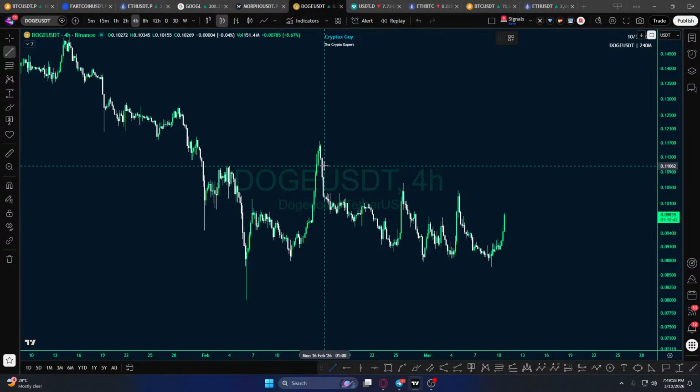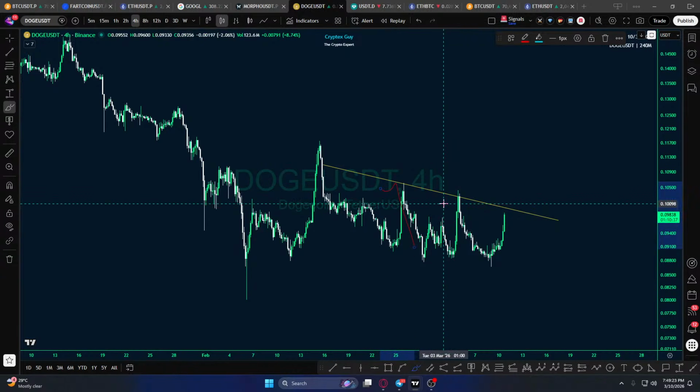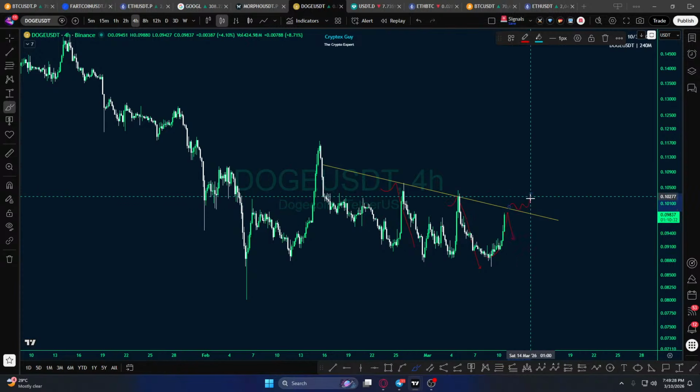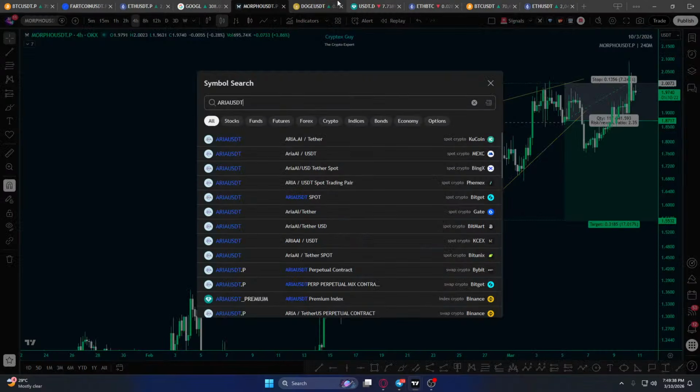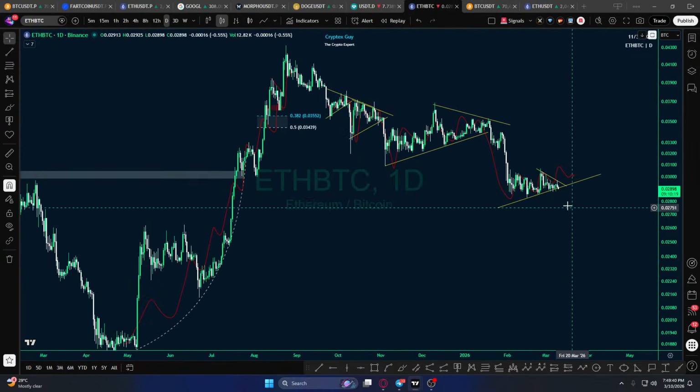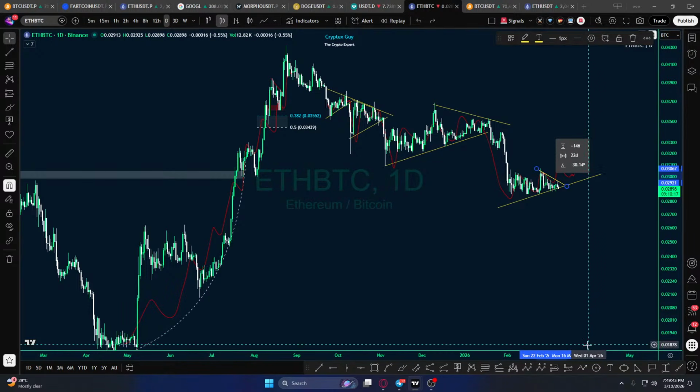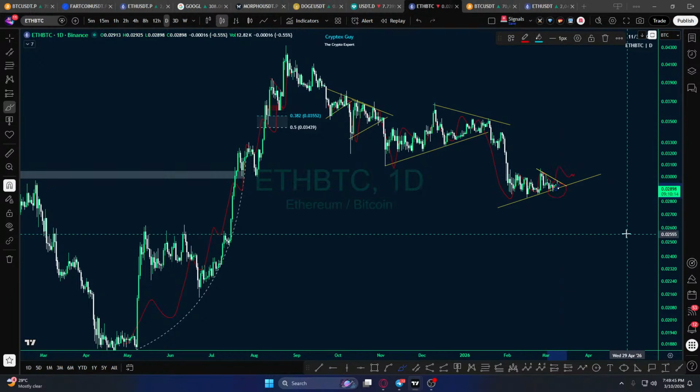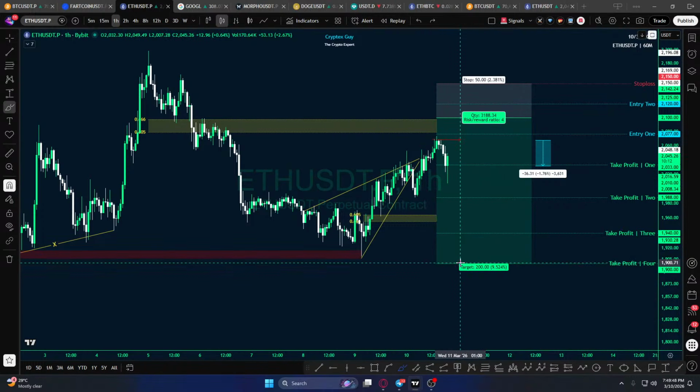If you look at this one, we are printing the same type of pattern: we pump toward the trend line, then we dump, we pump toward the trend line, then we dump, then we pump toward the trend line, then we can dump or we can pump, depending on the reaction here. And this is breaking down. So in my opinion, we hit our 1900 TP on Ethereum soon. Today is Tuesday, so maybe we can hit it on Thursday.